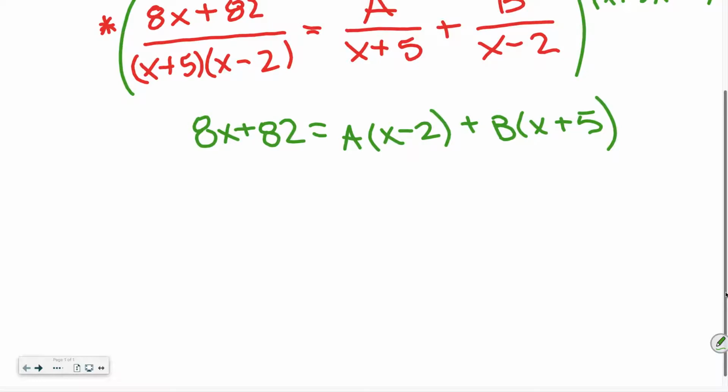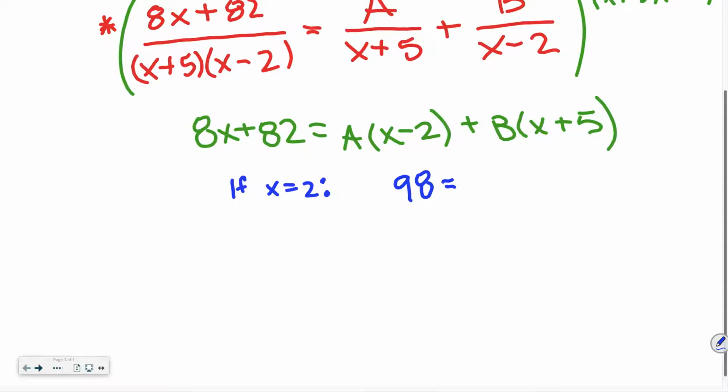What would make this go to 0? 2. So if we plug in x equals 2, then we have 16 plus 82. Minus 8? Oh, it's plus. Okay, we would have 98 equals 16 plus 82, that was 98. So 7b is 98.